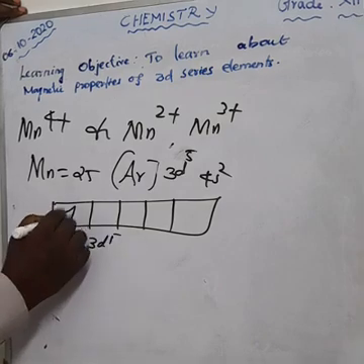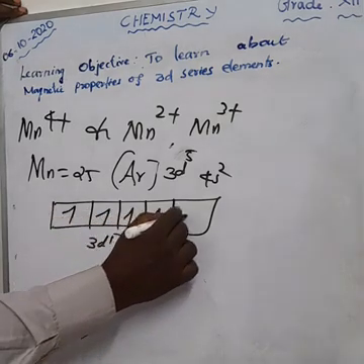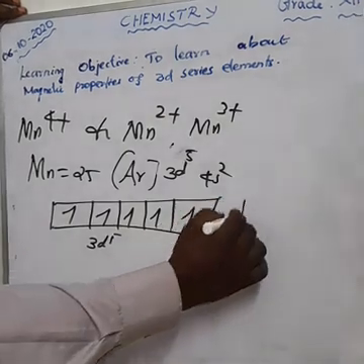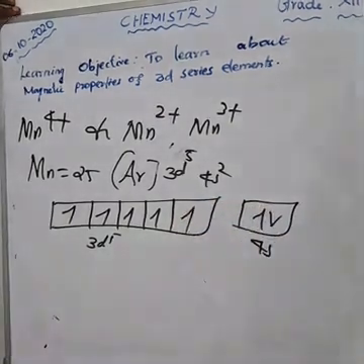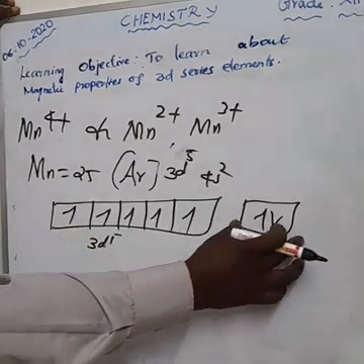3d5: 1, 2, 3, 4, 5, and also 4s has 2 electrons. Am I right? This is half filled and this is completely filled.